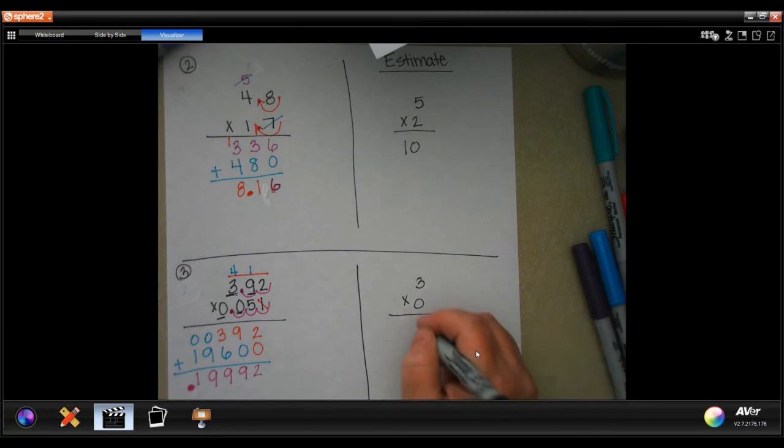3 times 0 is 0. Now you'll notice that because the decimal point is out front and there's no number over here, that means that this number is smaller than 1, so 0 is not a bad estimate. All right? Good job, guys.